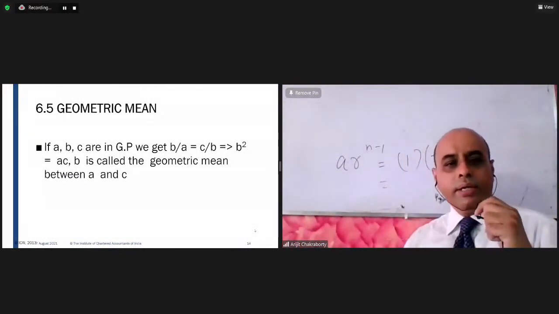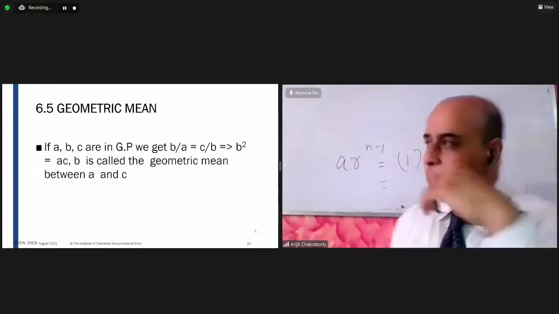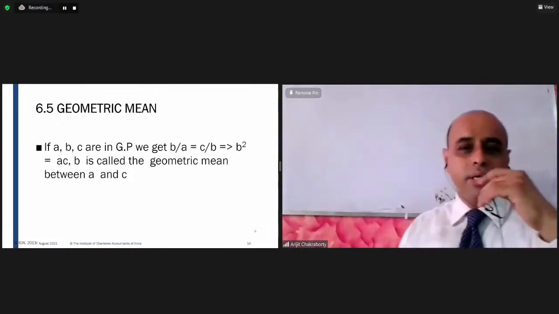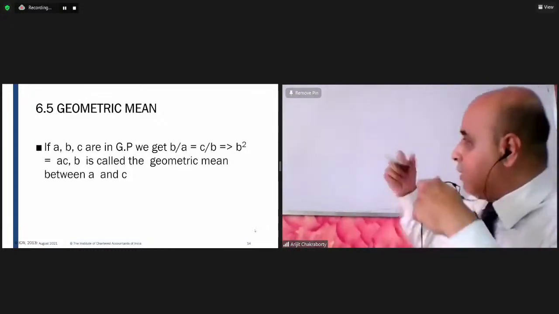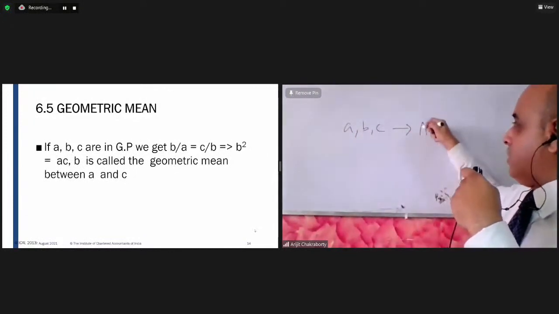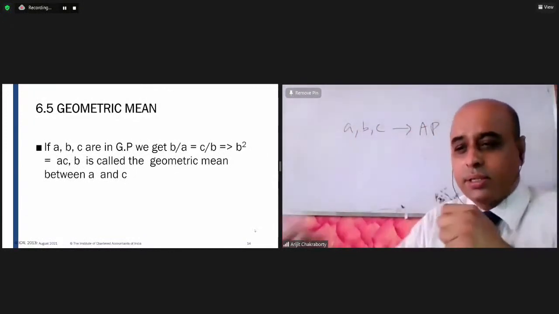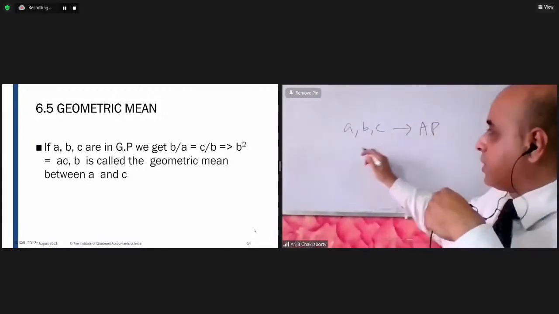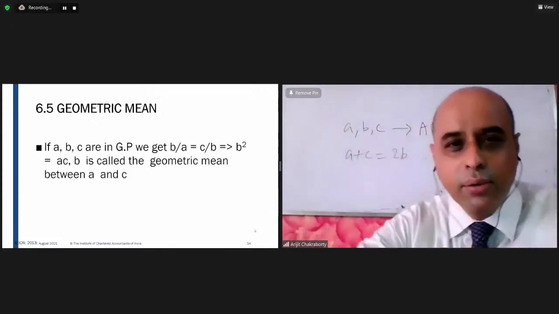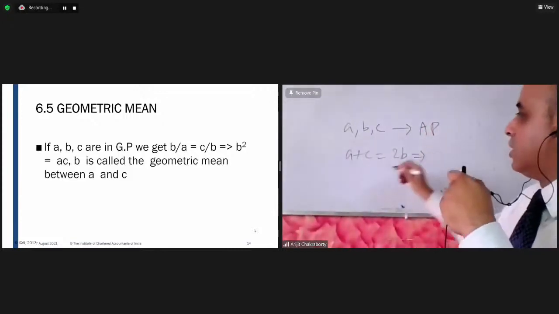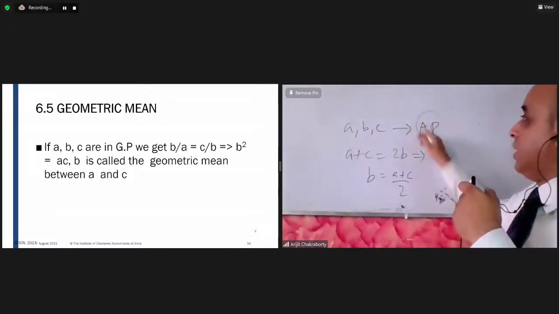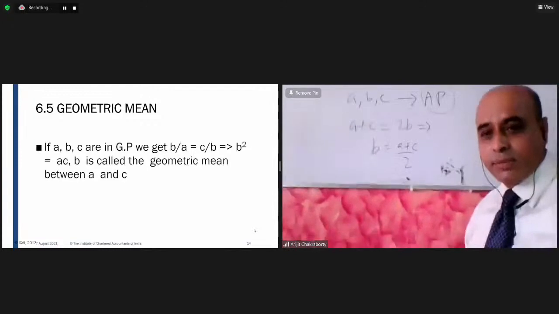Now, geometric mean. We did a problem very similar to this in the last session. If A, B, and C are in AP, just remember, what is the result? The result becomes A plus C equal to 2B, or B equal to A plus C by 2. This is when it is in arithmetic progression.